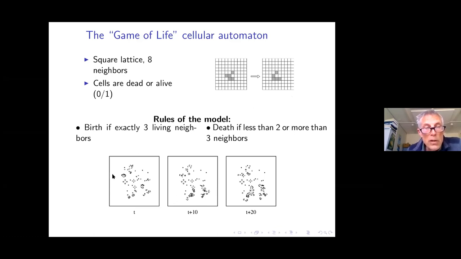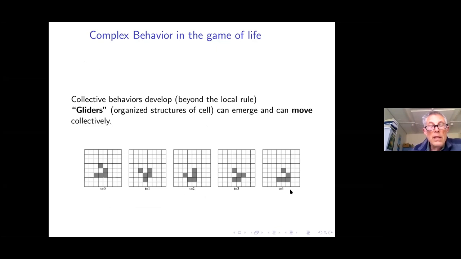And here you see just what you get from a random initial condition. Very quickly you get patterns that are created and move in space. I think we can spend hours discussing all these patterns and how they move. My goal is more to focus on something which I find interesting, what we call gliders.